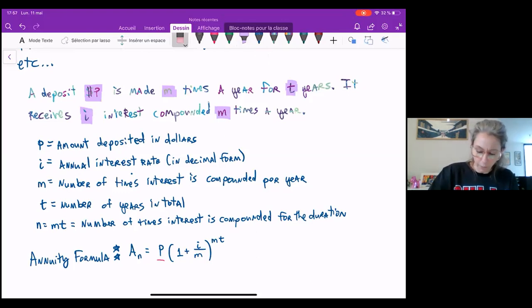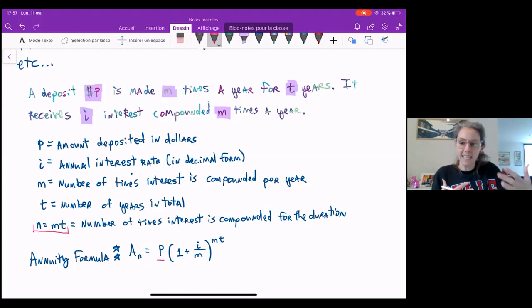Now I've come up with this last variable that didn't actually show up there, and that is N. N is equal to MT, the number of times that interest is compounded for the duration. So if I'm compounding interest 2 times a year, and I want to do this for 30 years, then my N would be 60. That would mean that I'm depositing 60 times and the interest is compounded 60 times.